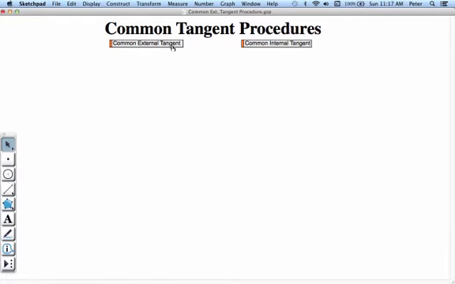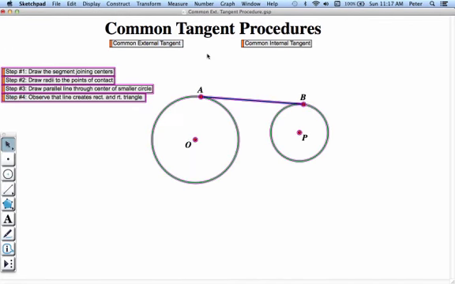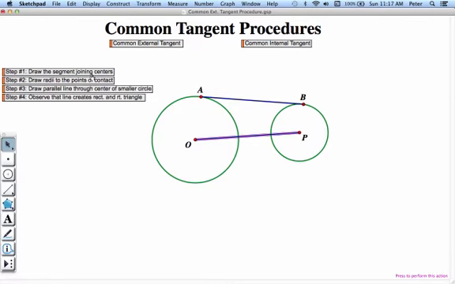You get the idea. Let's first take a look at the simpler of the two, which is the common external tangent. You recall an external tangent does not cross the line connecting the centers of the two circles. It doesn't pass between them. So AB would be a common external tangent of circles O and P. The first thing we do every time for these types of problems is to draw the segment connecting their centers. Then we'll draw the radii to the points of contact.